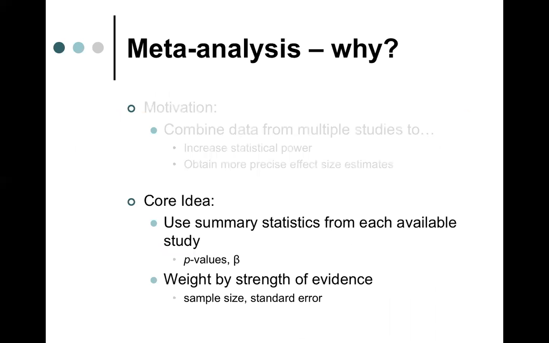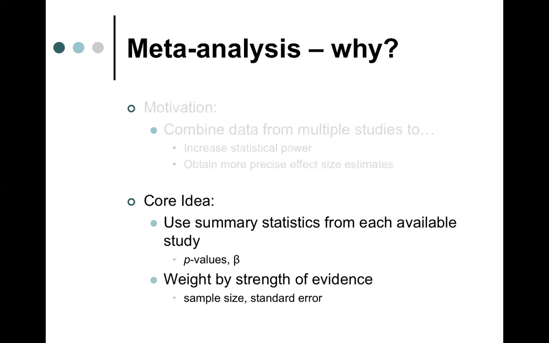And the core idea for our approach will be that if we have summary statistics from each of these studies, then we can combine them in some way that weights by the strength of evidence from each of the studies. So you can imagine that if I did my GWAS in 1,000 people and you did your GWAS in 10,000 people, maybe you wanted to give more emphasis to the set of results from your study on the basis that we might expect it to be more informative.